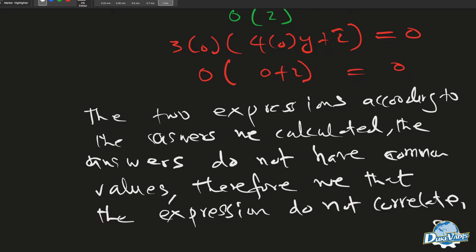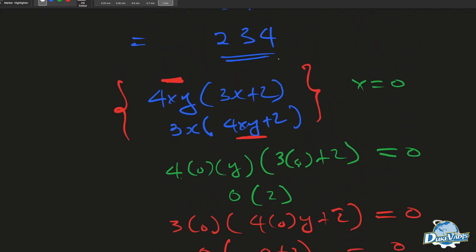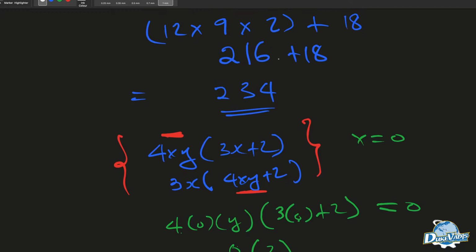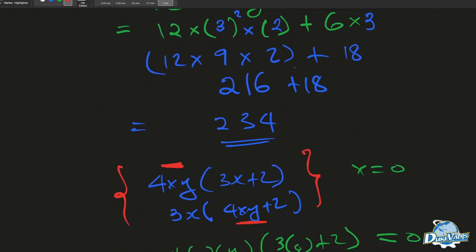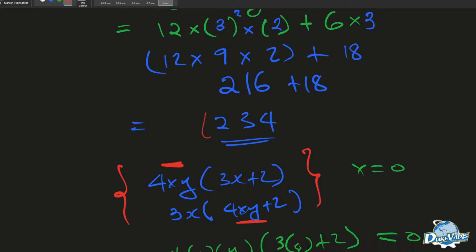Okay, so they don't have anything in common, because when we solved them, we had two different answers. Okay? The first one, we had 264. Okay, and the last one was 234. But doesn't have anything in common.